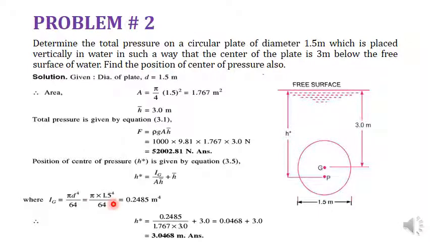So it will be pi into 1.5 raised to power 4 divided by 64, and you get the answer as 0.2485 meter 4. With the equation in hand, you input the same values again and get your answer as 3.0468 meters. So it's very simple. If you have the formula for the pressure and the formula for the center of pressure, you can input just the geometric properties and dimensions of any surface and get the answer.